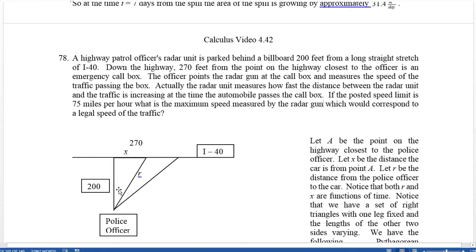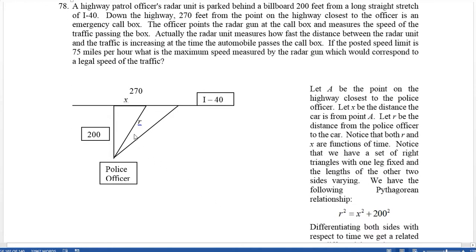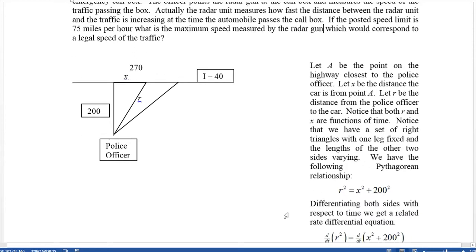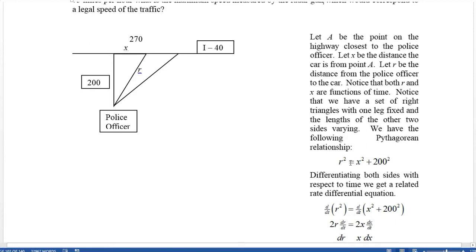We have a right triangle, and probably the most famous theorem in geometry, certainly one of them, is the Pythagorean Theorem, so we can apply that here since it is a right triangle. So we know r squared equals x squared plus 200 squared. We used our picture to help us set up our relationship, and we had to use a fact from geometry, the Pythagorean Theorem, to help us with that. So now we have a relationship between r and x.